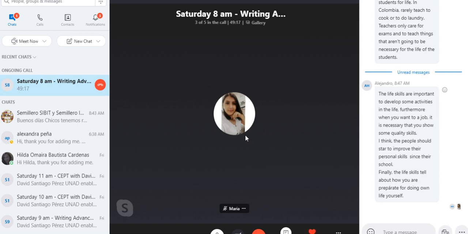All right, second sentence. I think you're showing your opinion. "When you do find a job, you want to find..." Okay, so that was a typo, don't worry about it. Second sentence: "I think, the people should start to improve their personal skills since their school." Very well. And finally, "the life skills tell about how you are going to prepare for doing on life yourself." Well, in terms of sentence and paragraph, you did very well.